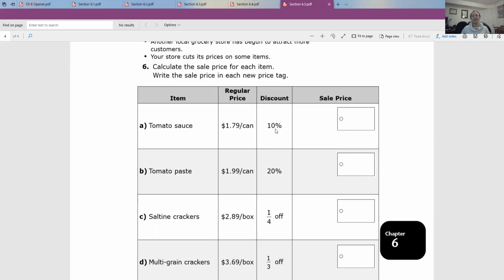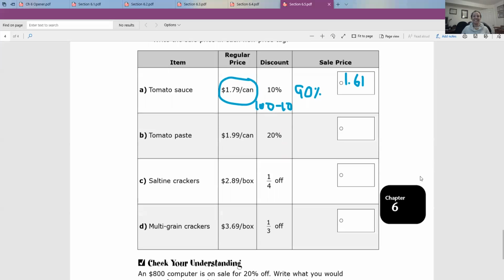So if something is 10% off, you should be paying for 90% of it, right? Because 100% minus 10%, right? 100 minus 10, I get 90%. The $1.79 times 90% as a decimal, so 0.90, I got $1.61. Okay, so your job is to finish the rest of them, please and thank you. You should get all of the right answers. You've had enough practice. This is the last section for today.